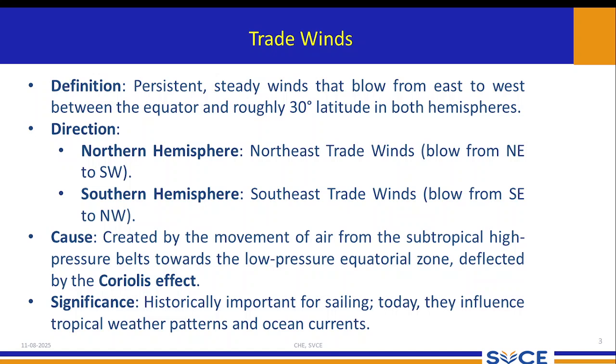Northeast trade wind blows from northeast to southwest. What is northeast? You just divide the directions north, east, south and west, and northeast is in between those. So it blows from the northeast horizontally to the southwest. In the southern hemisphere it blows from southeast to northwest. The trade wind is created by the movement of air from the subtropical high pressure belt toward the low pressure equatorial zone, deflected by the Coriolis effect.